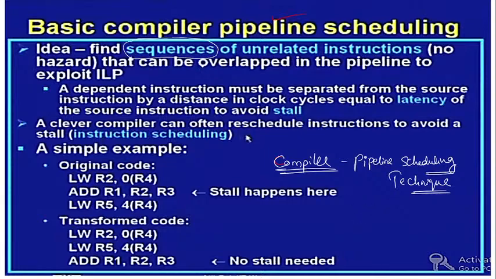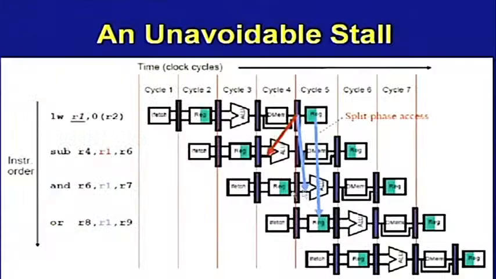finds a sequence of unrelated instructions. Unrelated means independent instructions. So there will be no hazard. Here, in this case, all are dependent.